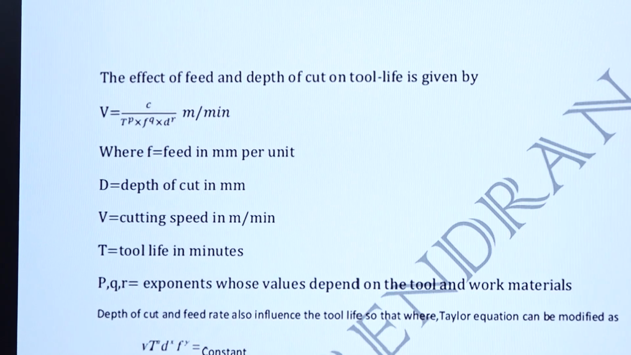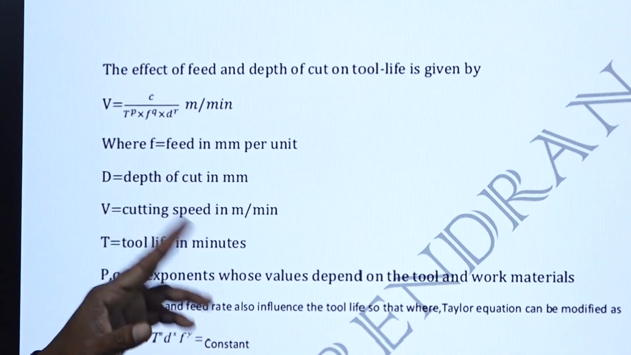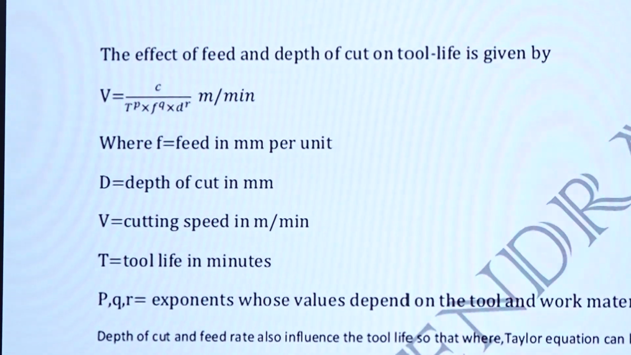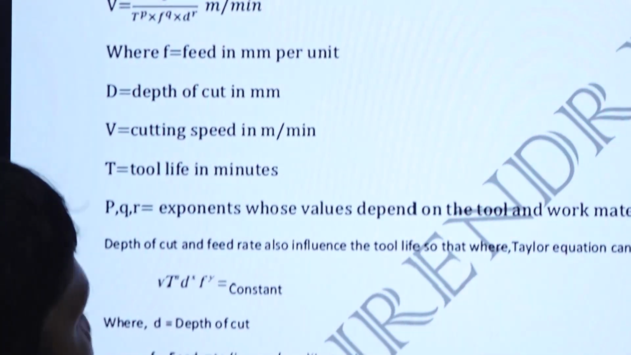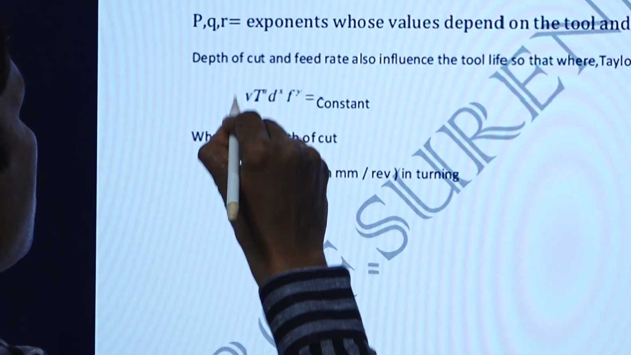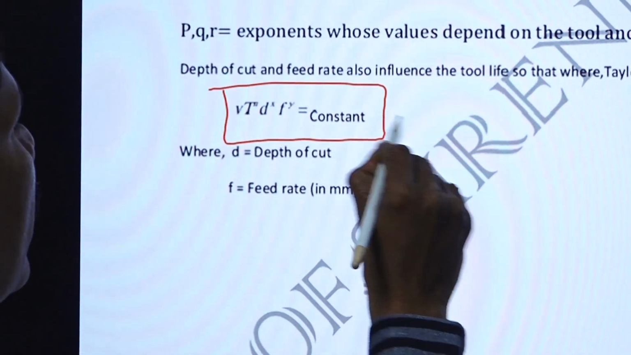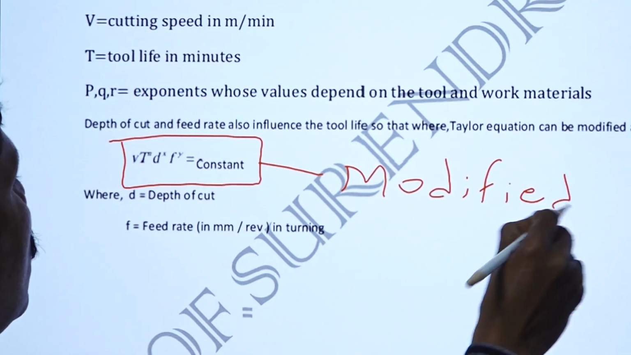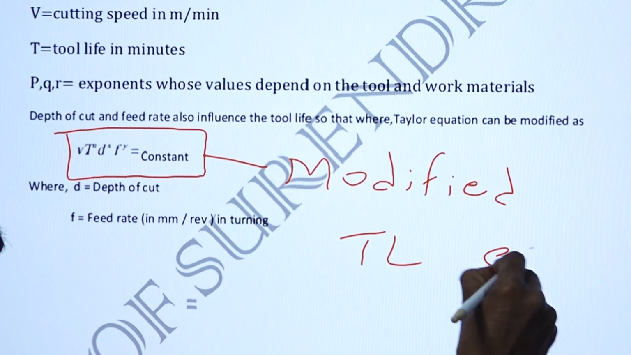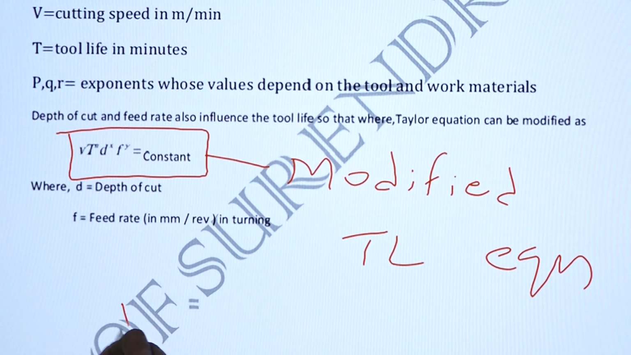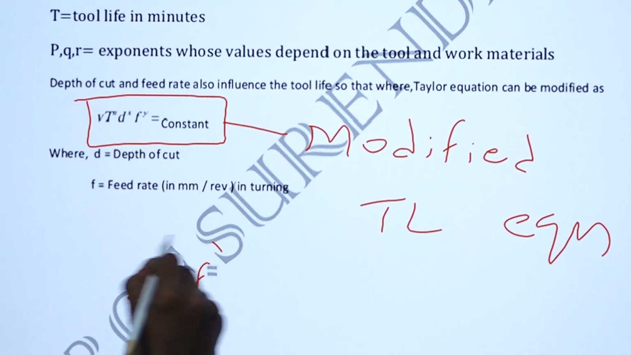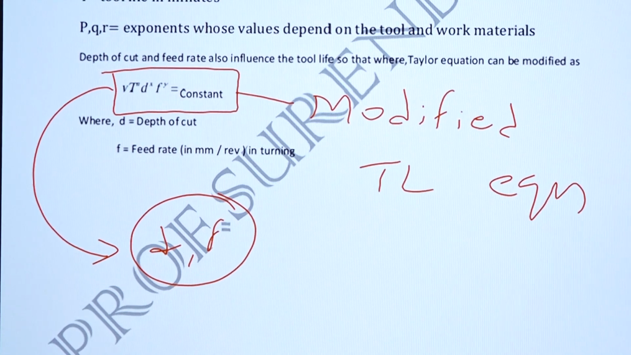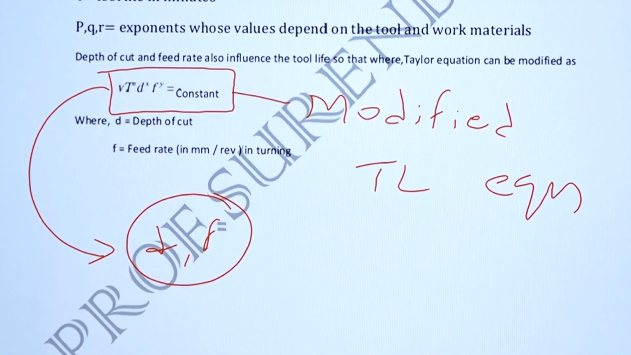Now the modified Taylor equation. We know that VT^n equal to constant. Instead of that, we are having two more values, which we can discuss. You can observe here our modified tool life equation. What happened? Depth of cut and feed come into the picture. So you can easily observe VT^n d^x f^y.